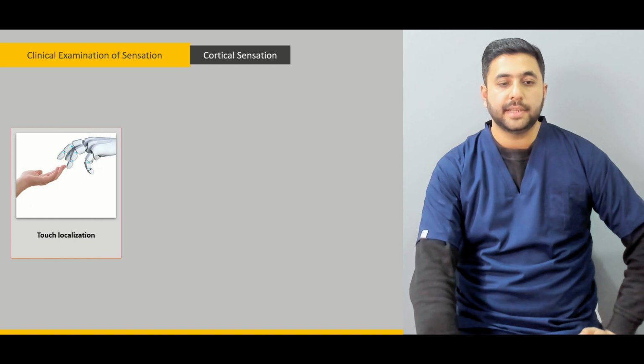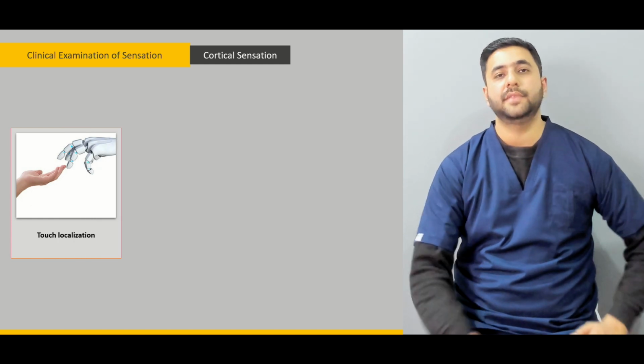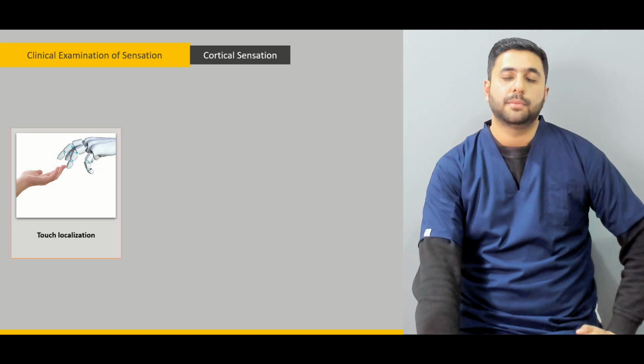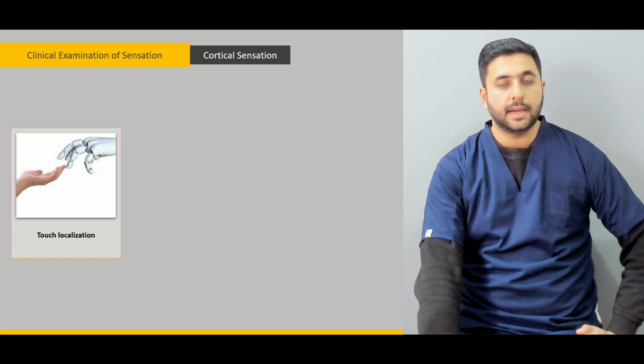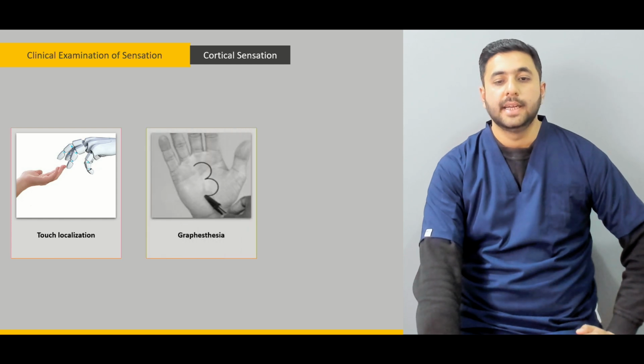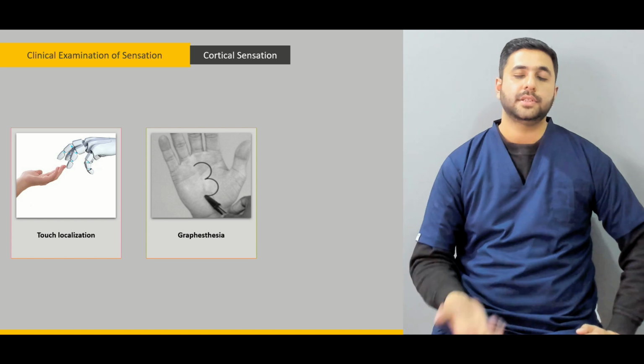Certain other examination tests are the touch localization. We touch the various parts of the body, and then we ask the patient whether and which part of the body the patient feels the touch, or we can do it in a bilateral manner as well to compare both sides.